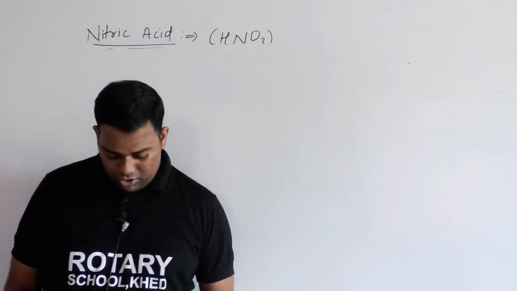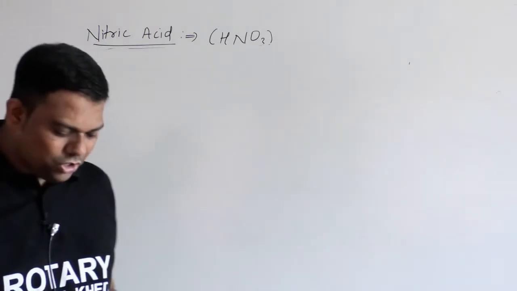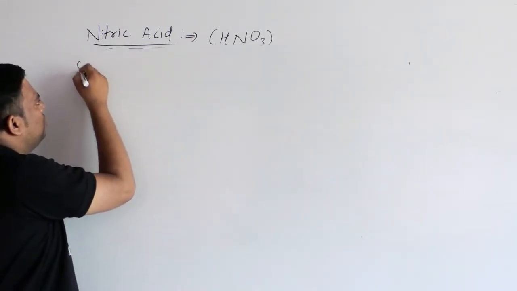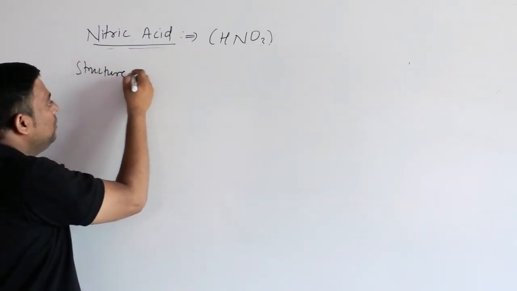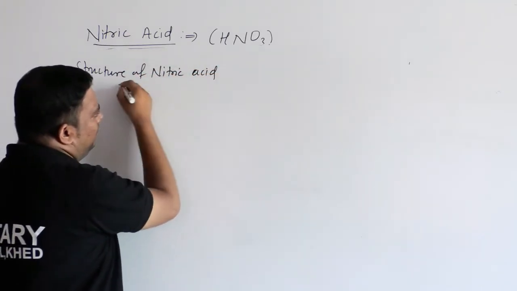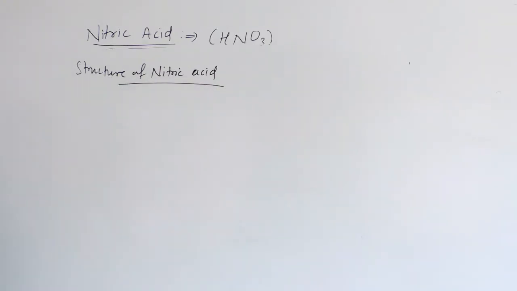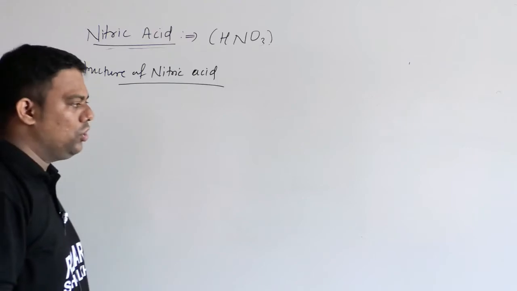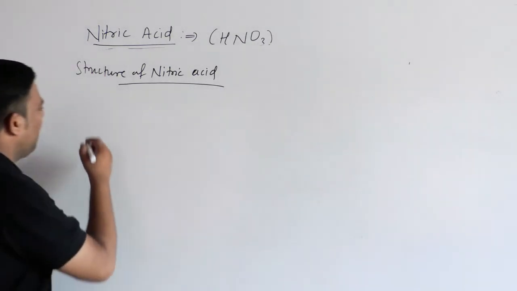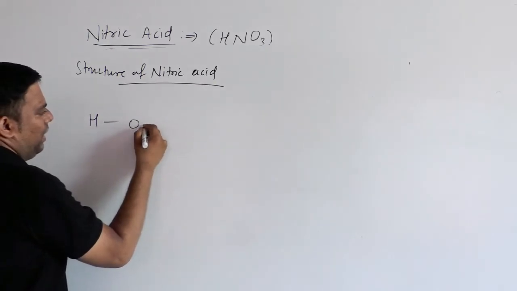Now structures: the structure of nitric acid. How does it look? I think you have already done this. So concentrate on the structure of nitric acid here. Its skeletal structure looks like this: HON.